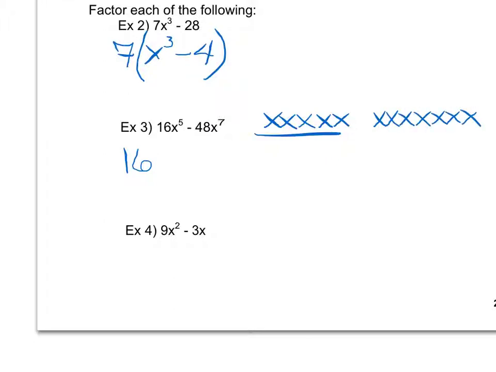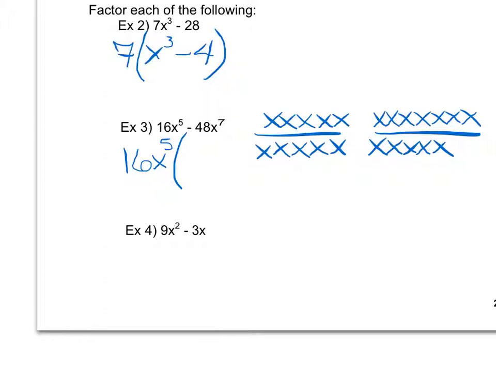And ask myself, what is the greatest number of x's both of these terms can be divided by? Well, I notice that it is x to the 5th. So I'm going to take that out as a GCF as well. And then I'm going to go ahead and divide. So I'm going to ask myself, what is 16x to the 5th divided by 16x to the 5th?